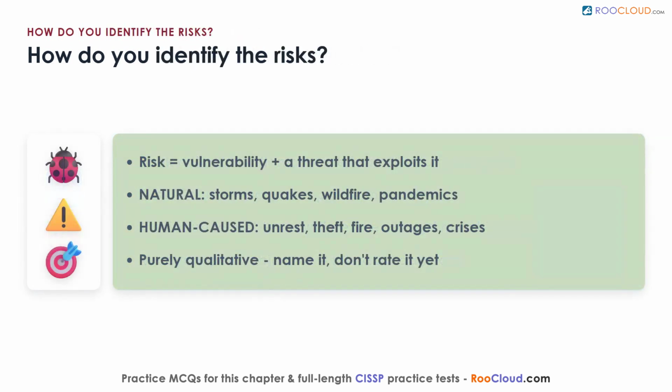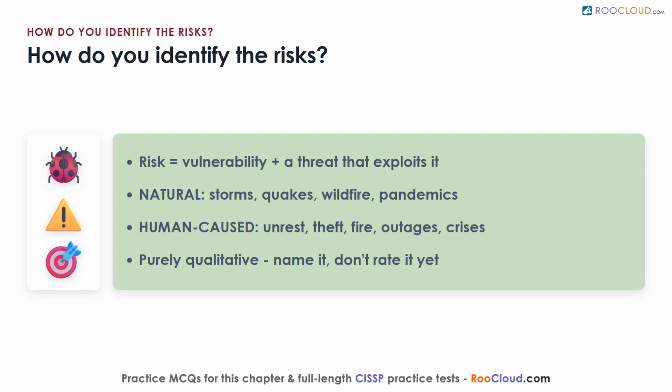How do you identify the risks facing your functions? Recall that a risk exists when an asset has a vulnerability and a threat can exploit it. In this stage, you list every hazard, and the common ones come easily, while the obscure ones take creativity. Hazards fall into 2 families. Natural threats include violent storms, lightning, wildfires, earthquakes, landslides, volcanic activity, and pandemics.